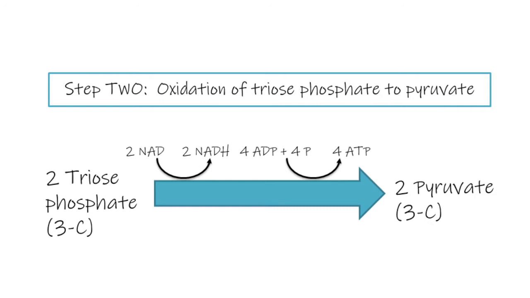Next, each triose phosphate molecule is oxidized to a 3C compound called pyruvate. Two molecules of ATP are formed, and triose phosphate loses hydrogen, meaning it becomes oxidized. The hydrogen is accepted by a carrier molecule called NAD, nicotinamide adenine dinucleotide. As a result, NAD is reduced to form NADH. NADH will act as a hydrogen donor in the final stage of respiration to form more ATP.